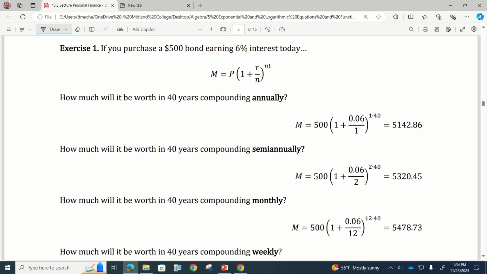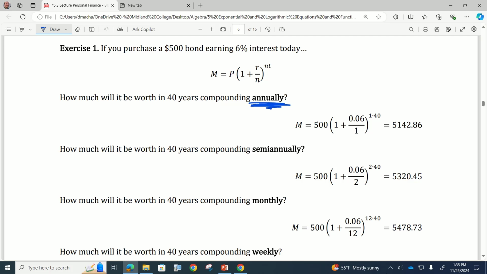Let's also talk about compounding frequency. So if you go and purchase a government bond for $500 today and it earns 6% interest, you might ask, how much is my government bond going to be worth in 40 years if I compound annually?